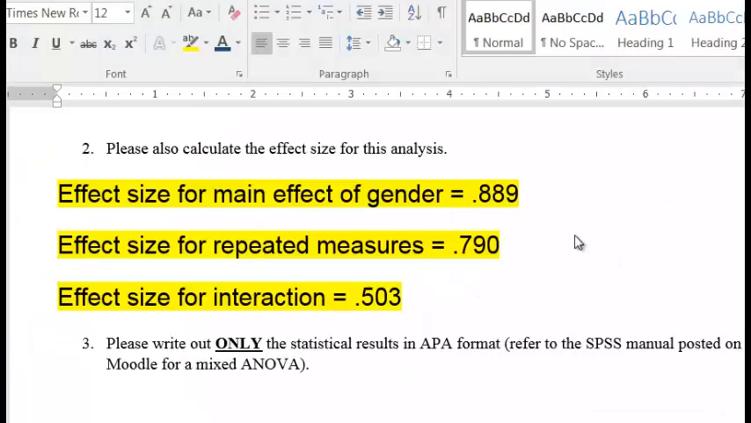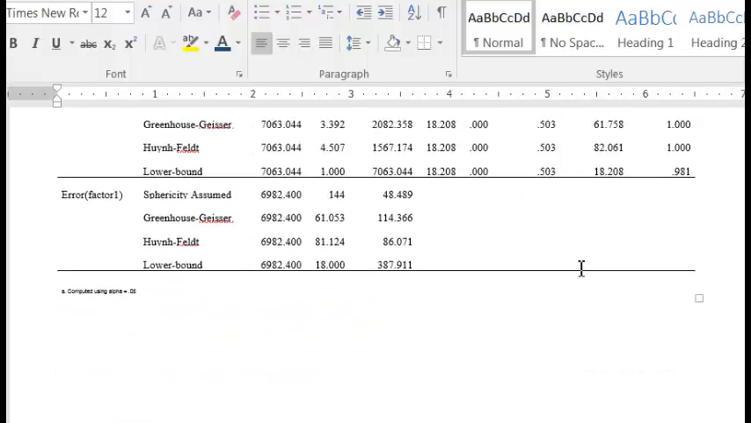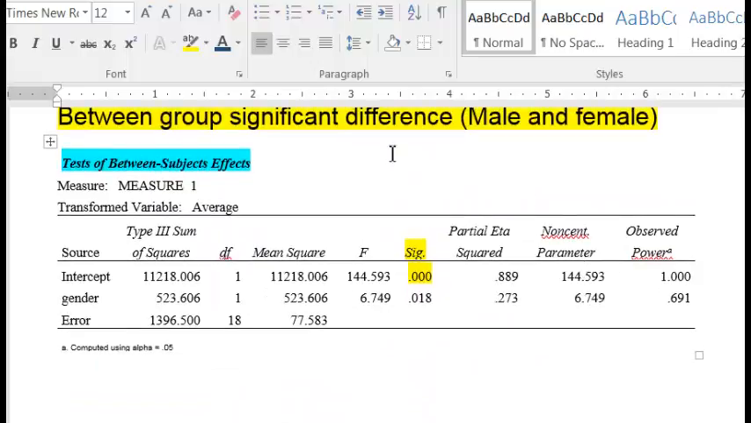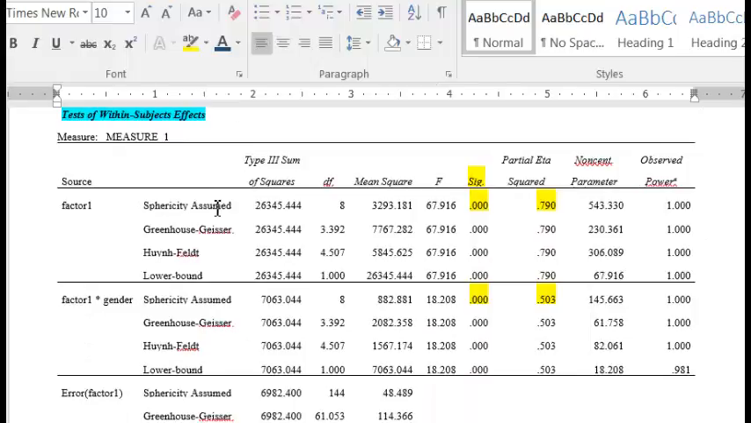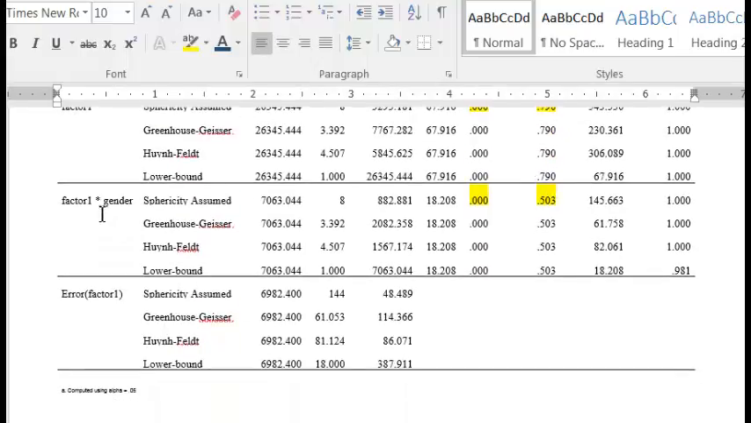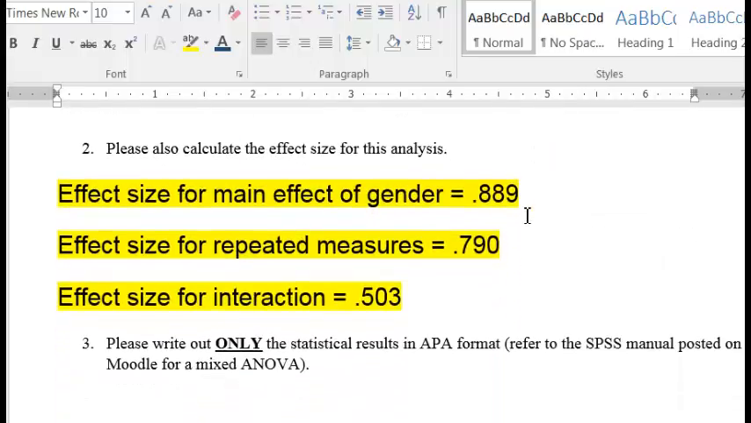All right, so here's your main effect. For the main effect between groups, to see if there's a significant difference between the genders, you would go to your between group box and look at the partial eta squared. Okay, so that is your effect size for gender. Your effect size for the repeated measures is the partial eta squared here. So there's that one. And then there's an effect size for your interaction because it's significant. Okay, and there's that one. So that's how these came about.